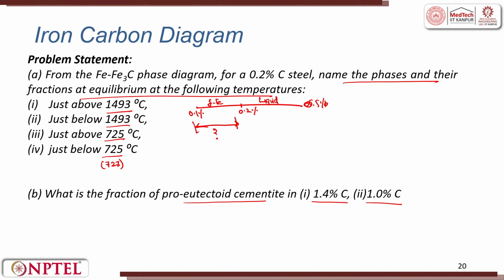Also, similar is for the 725 degrees, where majorly the eutectoid reaction is there. So, for the eutectoid reaction, you have to use this as 0.8%, 0.2%, and 0.022%, right. Just to recall, we have alpha ferrite here, we have austenite here.